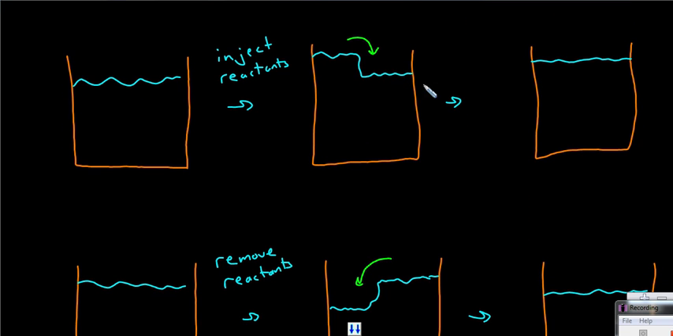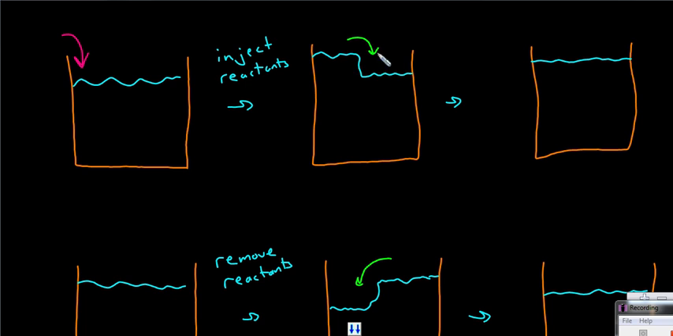Now, one way of viewing this, besides comparing Q versus K, is to take a look at a bucket full of water. So you have a bucket full of water. Now, if you were to add reactants to the left side, for a brief moment, there would be more on the left than the right. So, considering we have water here, there would be a higher height of water on the left than the right.